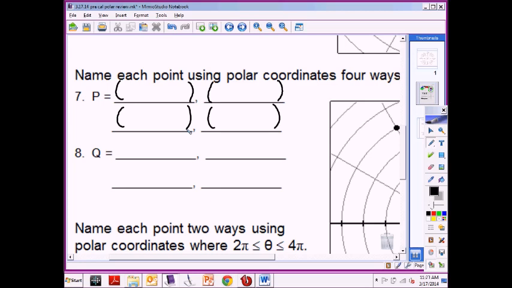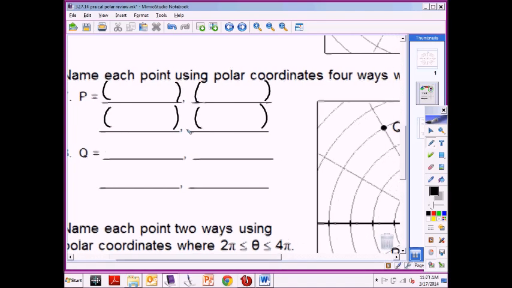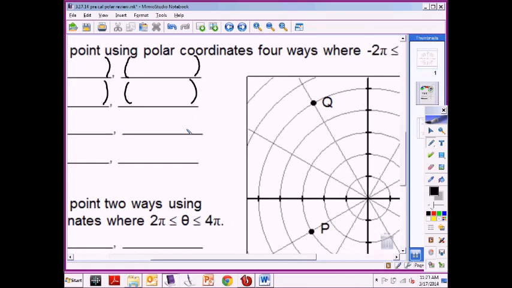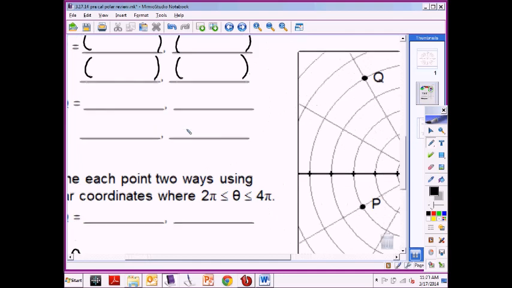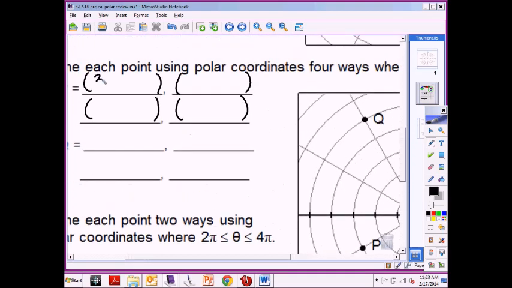With these 4 names, 2 of them will have a positive radius, and 2 of them will have a negative radius. So when I look at P, what would be my positive and negative radius values? 3 and negative 3. So I will have 2 of them that will have 3, and 2 of them that will have negative 3.